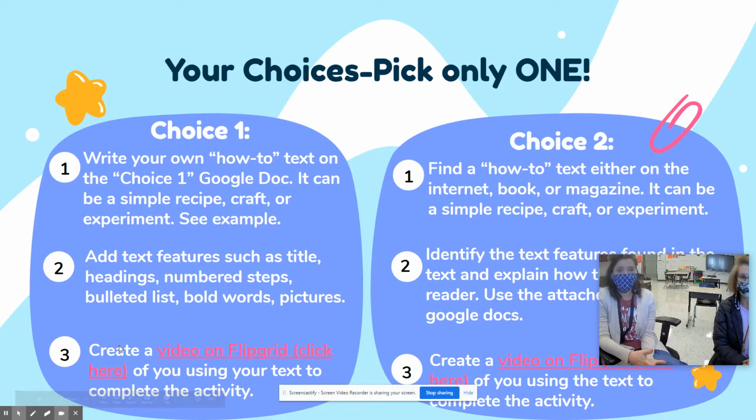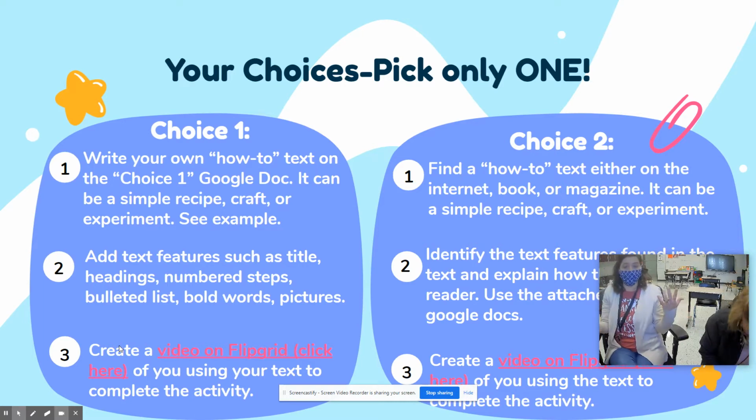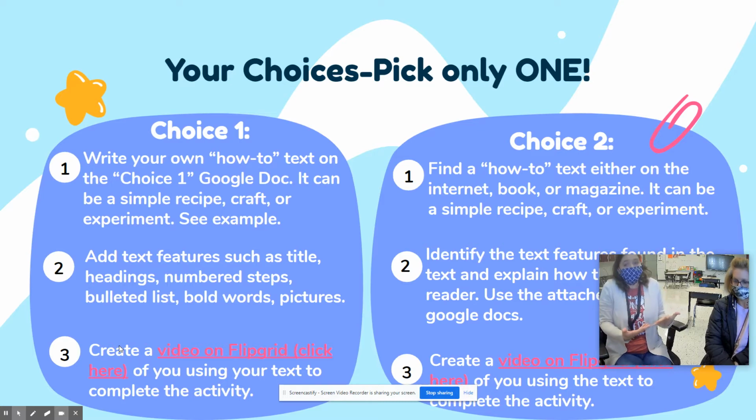One thing you can do is write your own how-to text. Pick something that is relatively simple that you know how to do. You don't want to do the 3-tier carrot cake. That's all these steps. Somebody did, in journal writing, we did how to carve a pumpkin. That was very simple, something that we all know how to do.